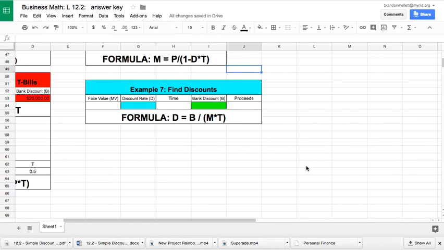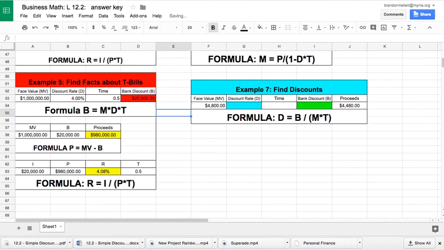Example 7. Example 7, we're looking to find a discount. So for this example here, it says Sheila needs proceeds of $4,480 on a discount note to help with college expenses. Her 240-day note has a maturity value of $4,800. Find the discount rate. So we know that we have $4,800 for the maturity value. We know that the proceeds that she would borrow would be $4,480. And now we need to figure out the time that was given for us was 240 days out of 360. And now we need to find the discount rate and the bank discount.